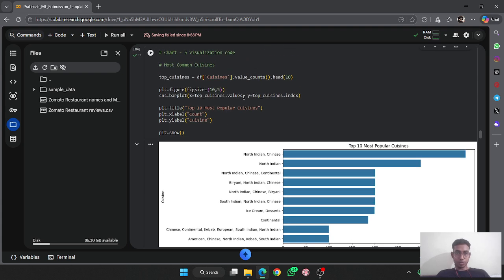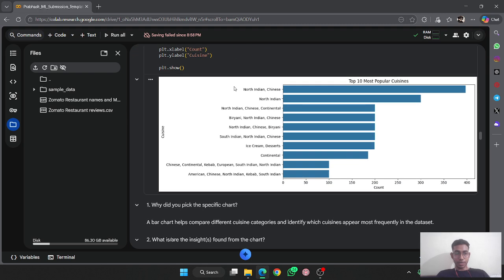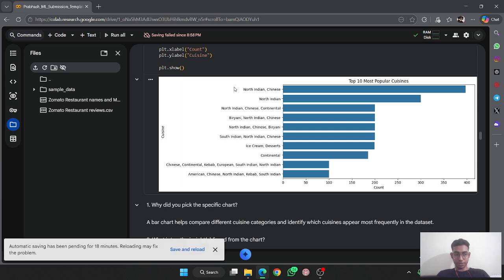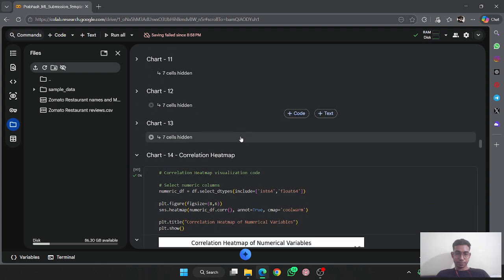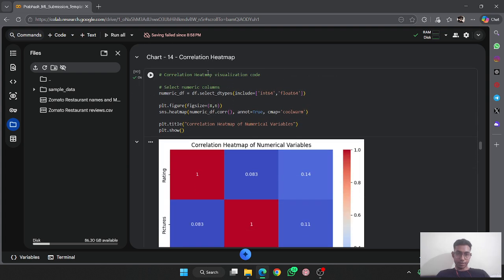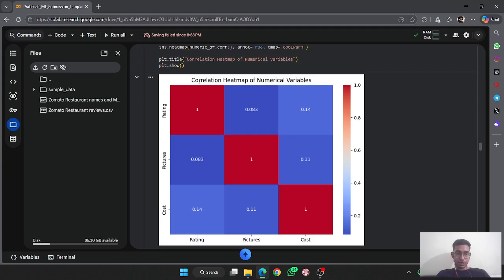Chart 5, most common cuisine. This chart shows the most common cuisines offered by restaurants. This helps understand customer preference and restaurant trends. Correlation heat map. This correlation heat map shows the relationship between numerical variables such as cost, rating, and number of pictures. From the heat map, we observe that there is no strong correlation between cost and rating.